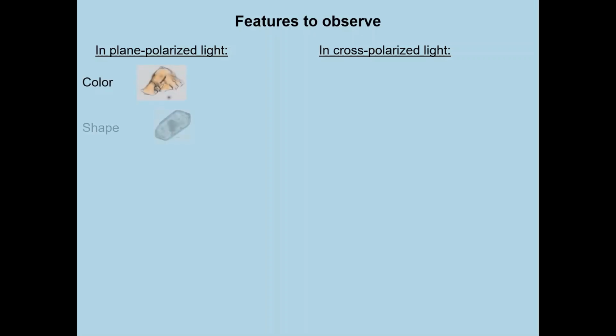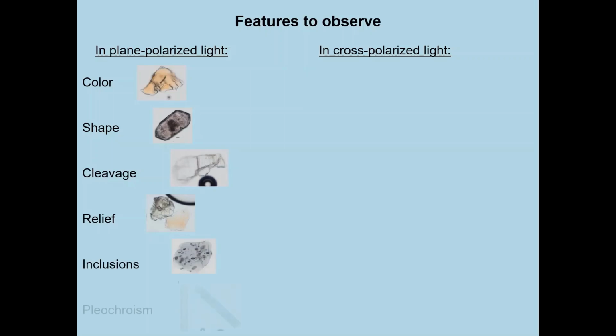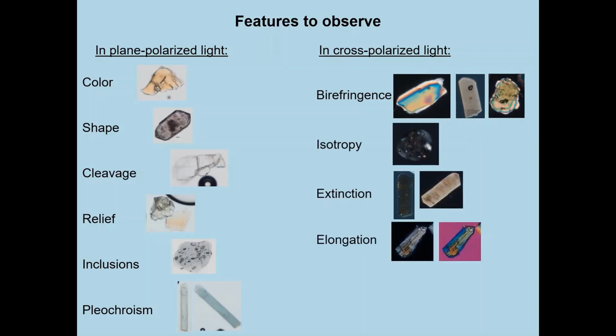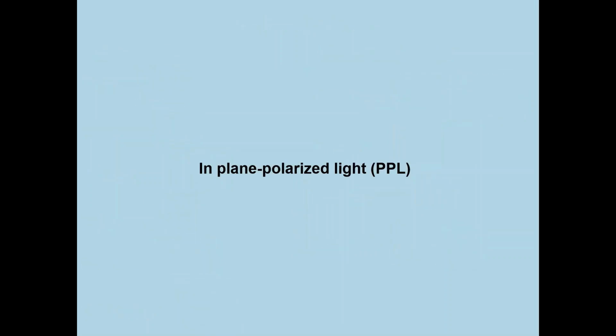Under the microscope, you're going to observe two sets of features, the ones observed in plane polarized light and the ones observed in cross-polarized light. In plane polarized light, we observe the color, shape, cleavage, relief, inclusions, and pleochroism. In cross-polarized light, you will observe the birefringence, isotropy, extinction, and elongation. The latter two are only observable in elongated minerals. Let's start with the features observed under plane polarized light.